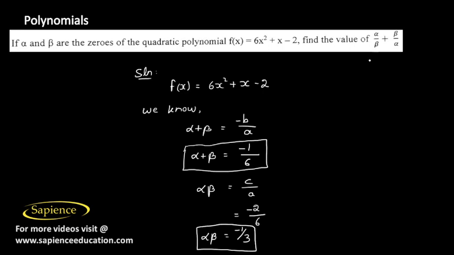Now we can find the value of alpha by beta plus beta by alpha. Alpha upon beta and beta upon alpha is equal to, by cross multiplying these terms, alpha square plus beta square divided by alpha beta. In this term we can substitute the value, but alpha square plus beta square is not in the required form, which is alpha plus beta.